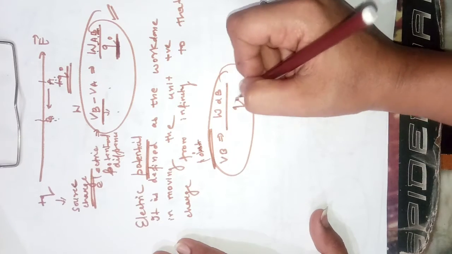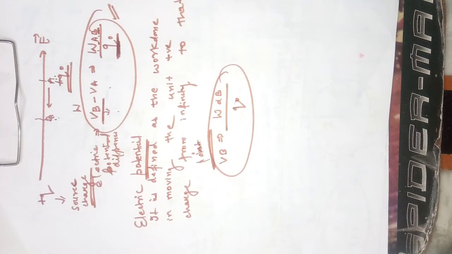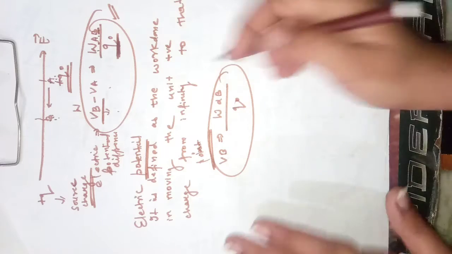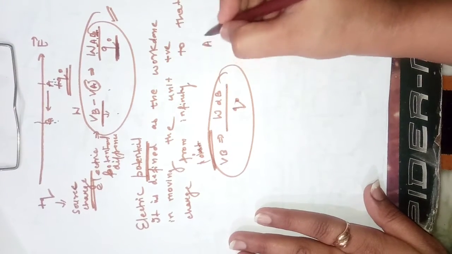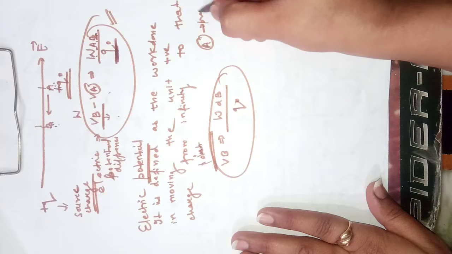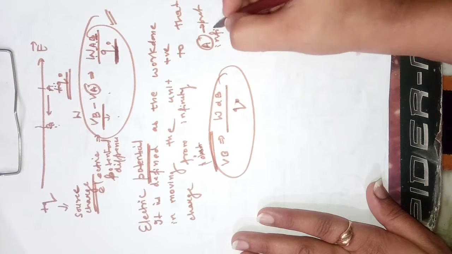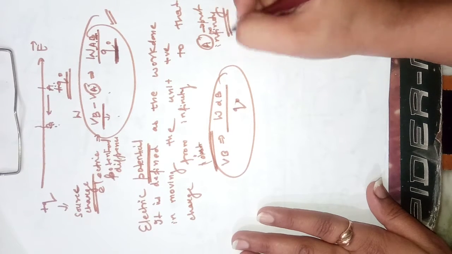Did you understand something from this? Electric potential is very simple. Electric potential is nothing but the case of electric potential difference. How? If we consider that the point A is present at infinity, then our point A is present at infinity.